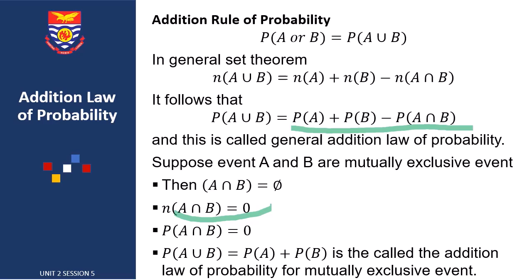Because the probability of A intersection B is equal to 0, it has no part to play when we are dealing with this. So this is called the addition law of probability for mutually exclusive events.